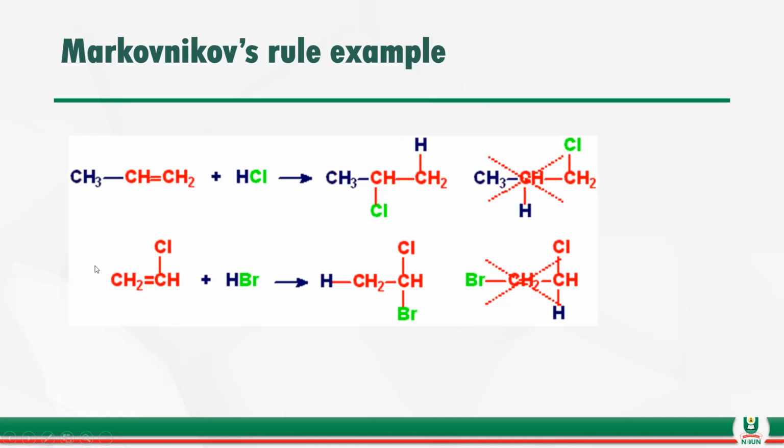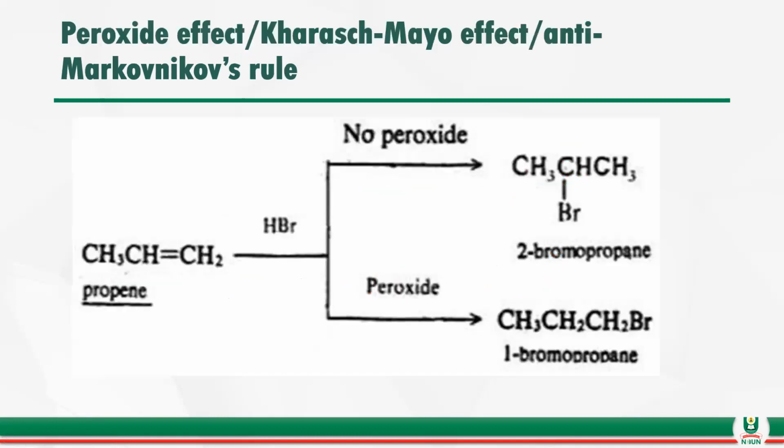Then the second example is here. You can see even though this is an ethene, it is not symmetrical. It is not symmetrical because here you have CH2 and here you have only CH. So you have more hydrogen here than here. So this hydrogen, blue hydrogen, will come to this place, while the bromine will come to this place. That is Markovnikov's rule.